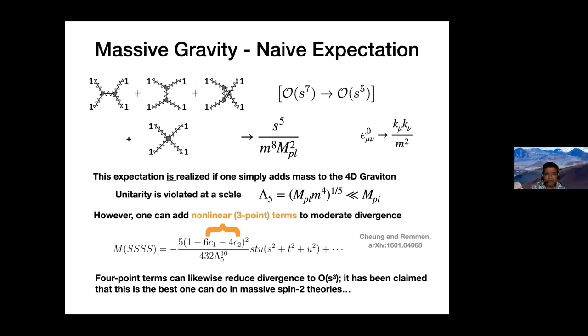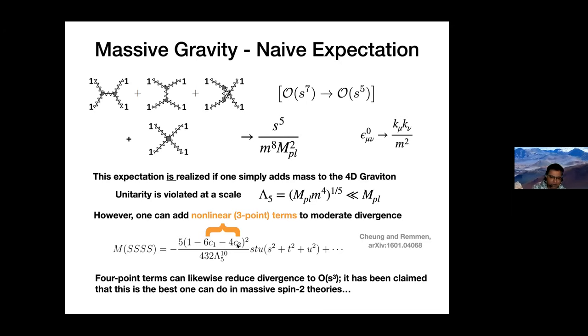So if you just add a mass to a graviton and compute, and this was, to the best of my knowledge, the first explicit computation of this, done by Chung and Remen in 2016. When you actually just compute, for the longitudinal, the helicity zero rather, the scalar helicity combination of the massive particle that you're computing the scattering amplitude for, you find this behavior, it goes like energy to the 10th. And here, I think it was Da who asked the question? I'm not sure who asked the question, but here are the nonlinear three-point terms to moderate the divergence.